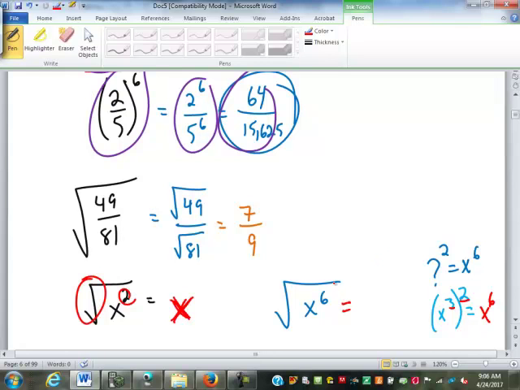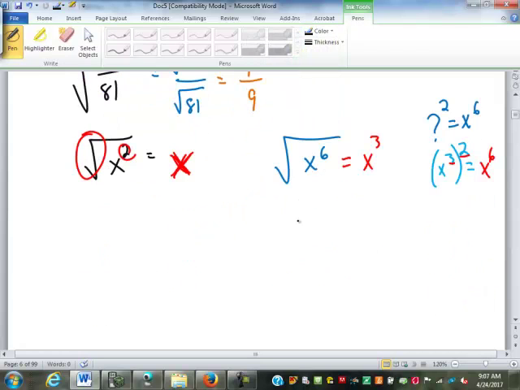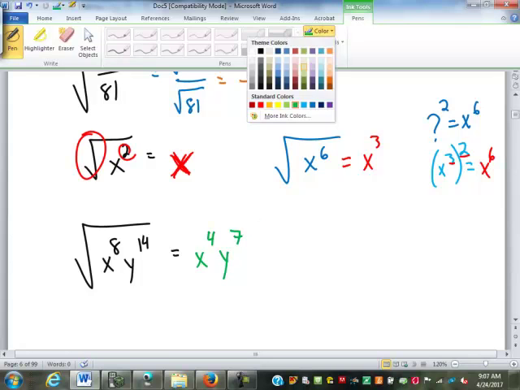That's exactly it. When we square root a variable with a power, we're dividing the power by 2. So that's x to the 3rd. If I have the square root of x to the 8th, y to the 14th, I can do each variable separately. It would be x to the 4th and y to the 7th.